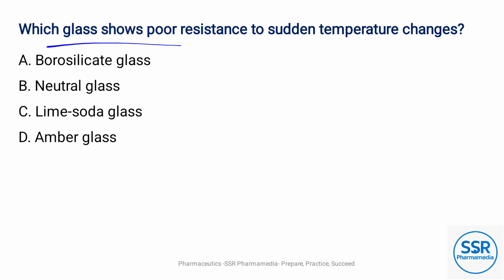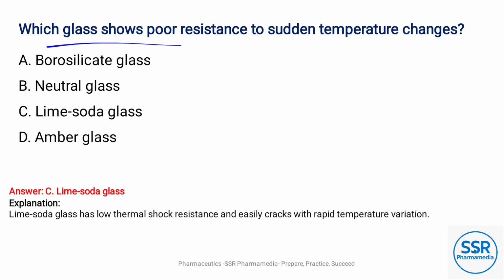Which glass shows poor resistance to sudden temperature changes? Option C, lime soda glass. Lime soda glass has low thermal shock resistance and easily cracks with rapid temperature variation.